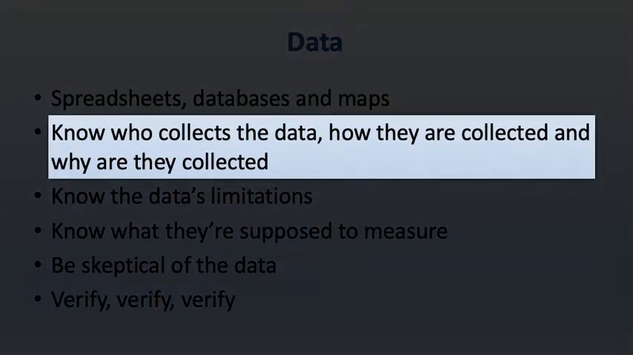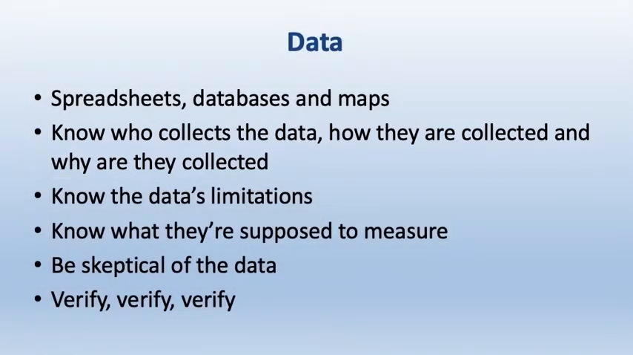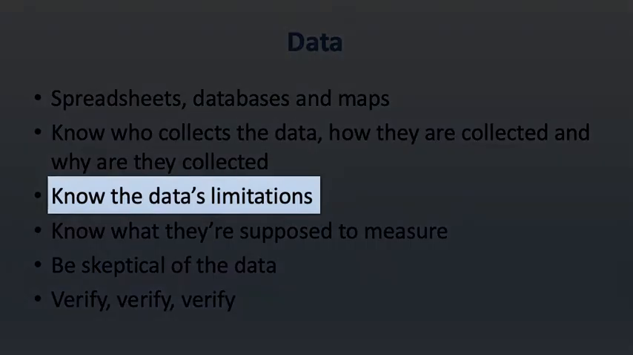With data, you also want to know who collects the data, and how and why it's collected. This is important. For example, if you were writing a story using gun data from the NRA, it would be nice to know that it came from the NRA. You still might want to use it, but at least you know there may be some bias in that data. You also want to know the data's limitations.